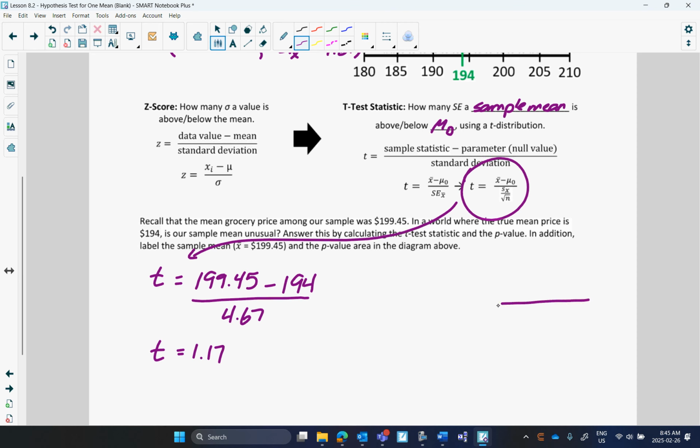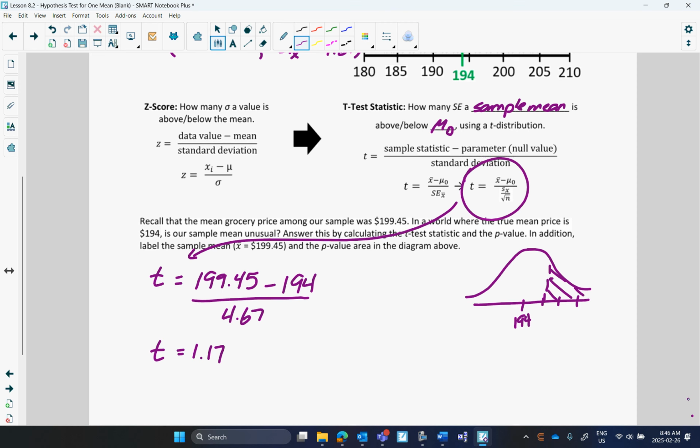So if you think about it, we've got our t-distribution. But this is 194. Here's one standard error away, two standard errors away, three standard errors away. We got 1.17. So we're going to be looking somewhere around here, which looks like a pretty big area. So before I even calculate this area, I'm thinking the probability is pretty high that I'll get that. Well, let's see if it actually is.